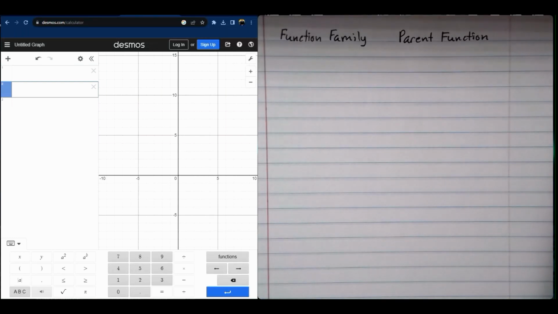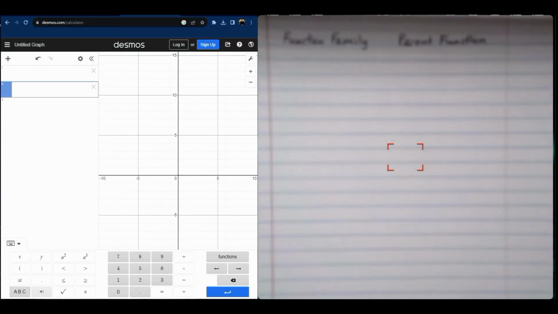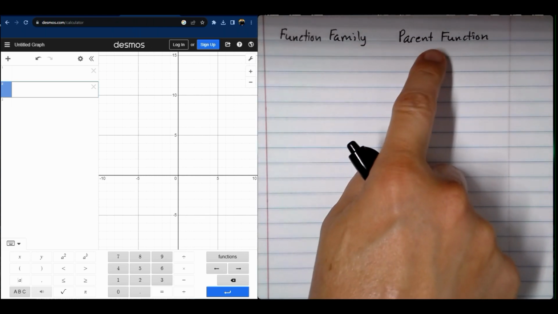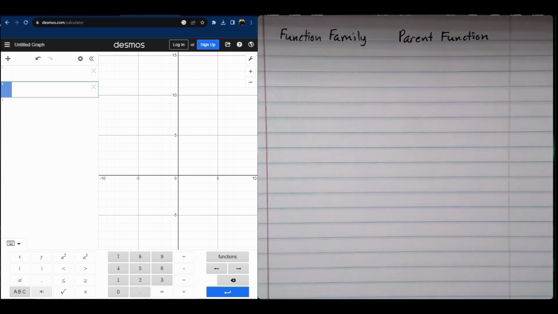Alright, in this lesson we're going to talk about a couple of things. Primarily we're going to be looking at what I call function family, and what I call the parent function, which is basically a function in which other functions are made out of by modifying them. So let's go ahead and start out with something that I know you're going to be familiar with.